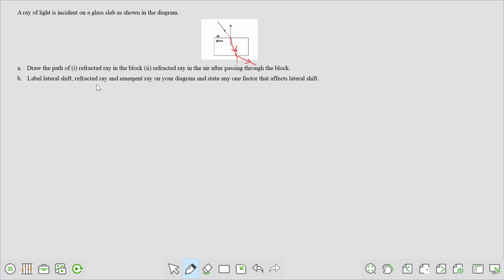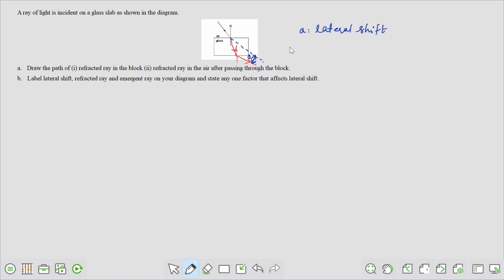Now label the lateral shift, refracted ray, and emergent ray on your diagram and state any one factor that affects the lateral shift. So here you have to label the lateral shift. In order to label the lateral shift, you have to extend your incident ray. Yes. What do you mean by lateral shift? Yes, this is the lateral shift. I am marking it as A. So here A is the lateral shift.